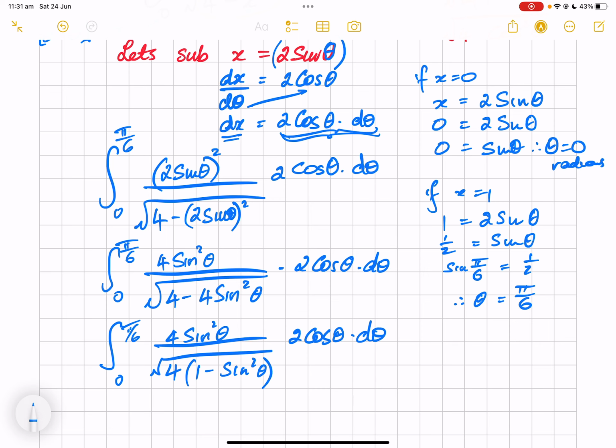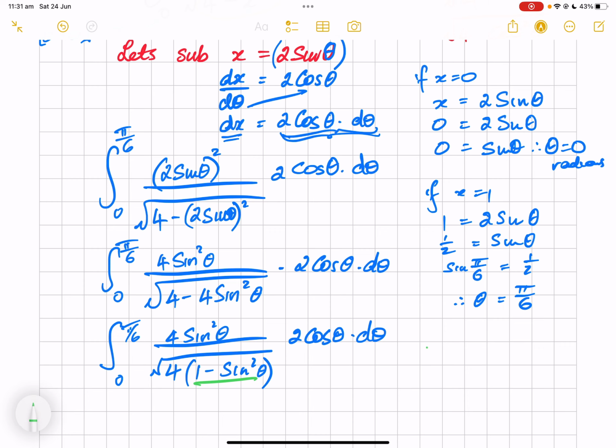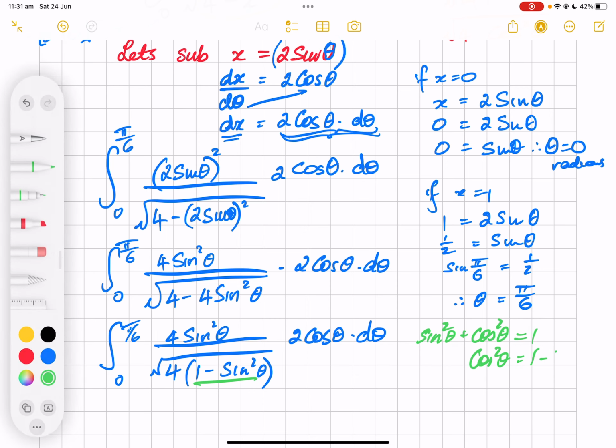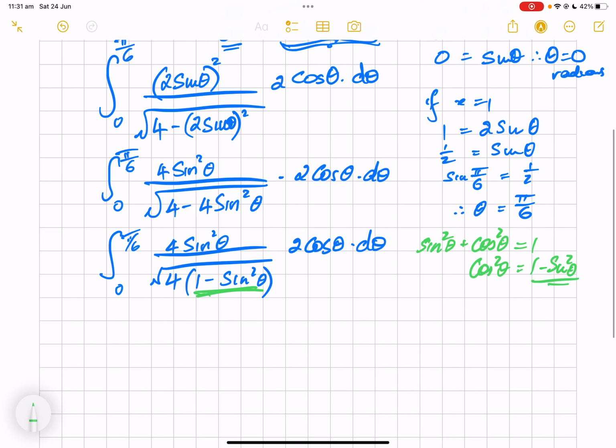Now this is where we replace our 1 minus sine squared theta because, as you know, sine squared theta plus cos squared theta equals 1. Cos squared theta equals 1 minus sine squared theta. So we're replacing 1 minus sine squared theta with cos squared theta. So let's do that.